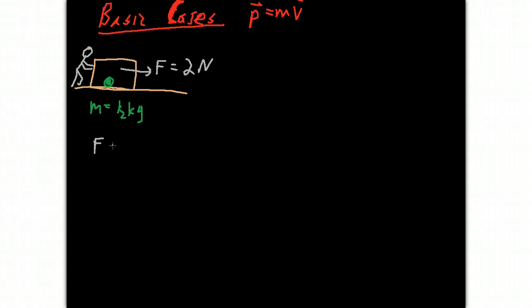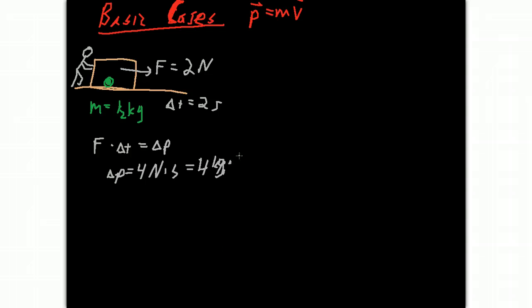So we have a force. Let's say that we have a change in time as well. We'll push for 2 seconds. That's going to equal the change in momentum of the object. So after 2 seconds of pushing with 2 newtons of force, we're going to have a change in momentum of 4 Newton seconds, or 4 kilograms times meters per second.